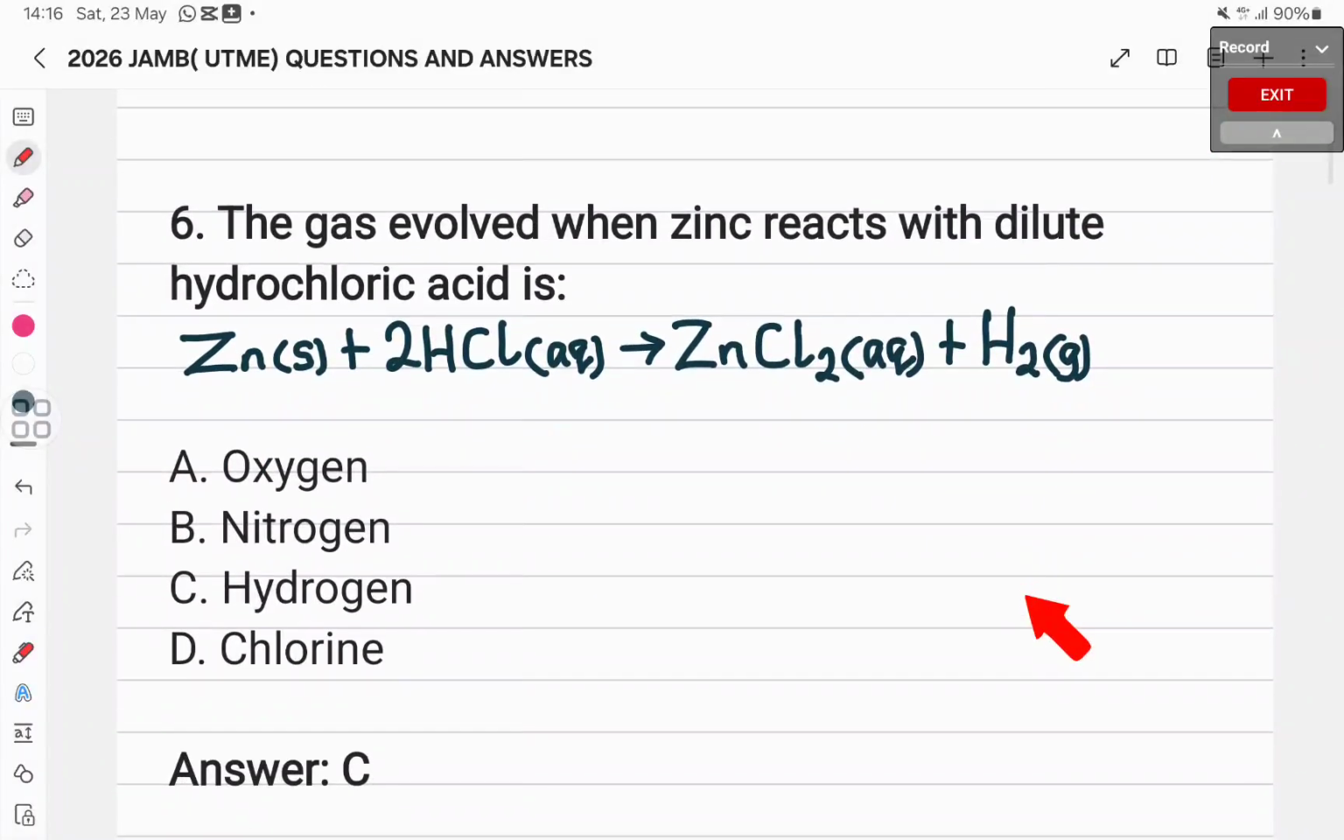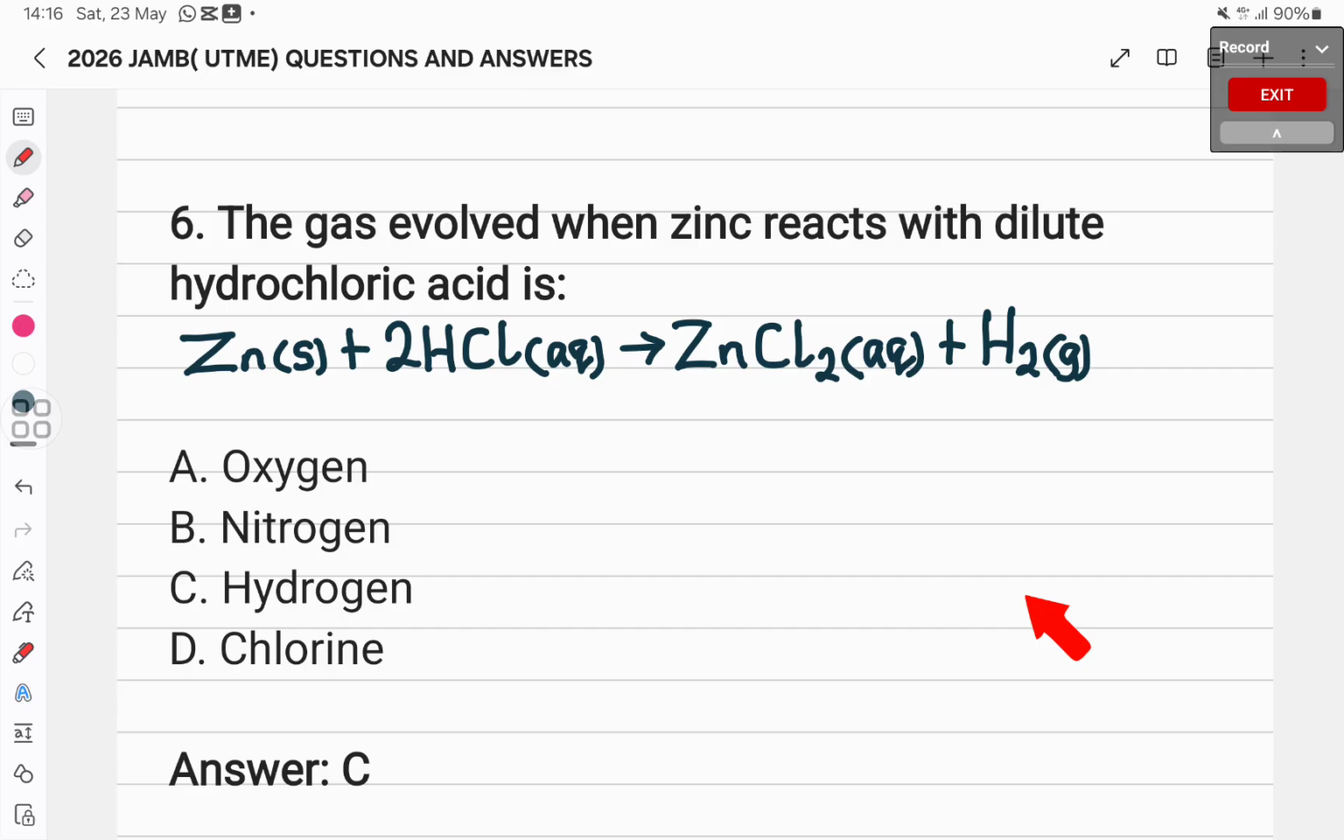Question number 6. The gas evolved when zinc reacts with dilute hydrochloric acid as represented by the equation below. What is the gas? The answer is hydrogen, C. Let me try to shed more light on this reaction. This kind of reaction is a reaction we describe as the action of dilute acid on reactive metals.